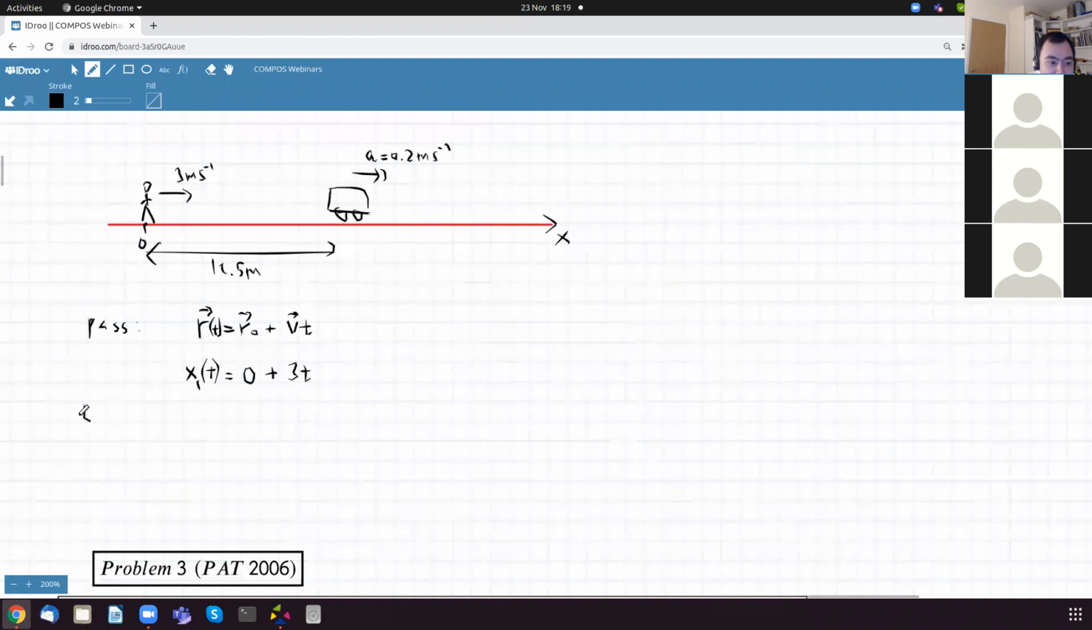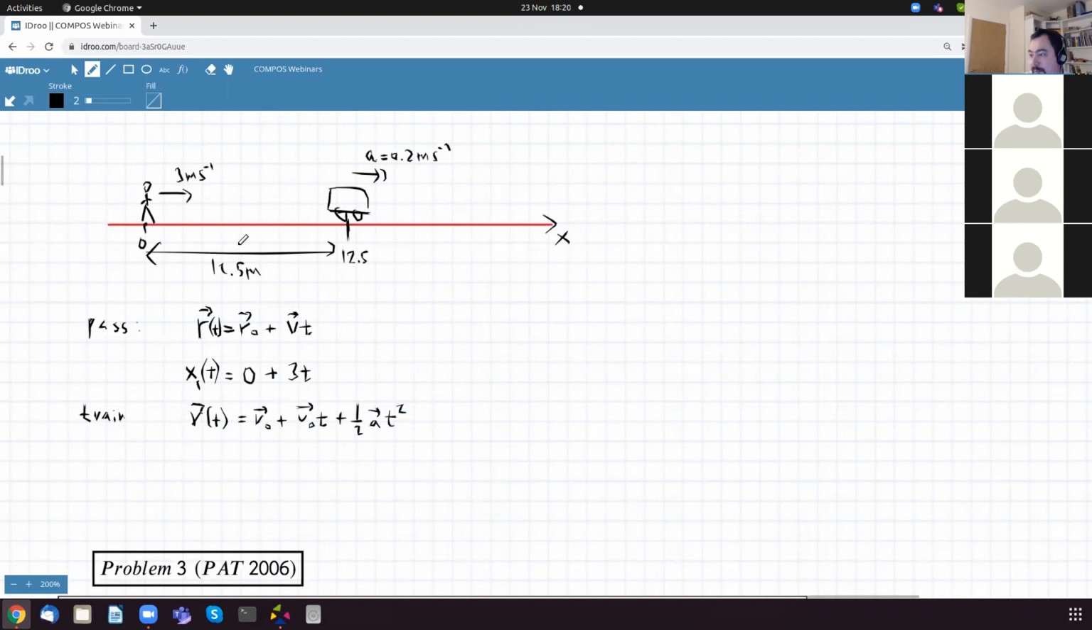For the train, it starts at initial position 12.5. So for the train, the equation is different because this is uniformly accelerated motion. So R0 plus V0t plus 1/2 a t squared. So we are projecting it on the x-axis. So this is a projection.